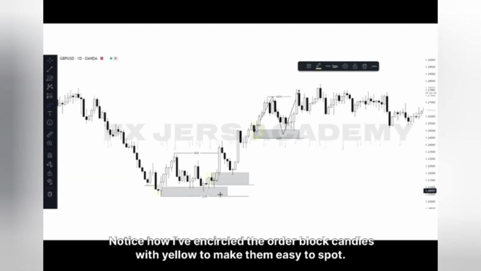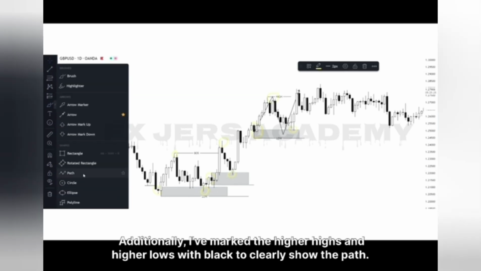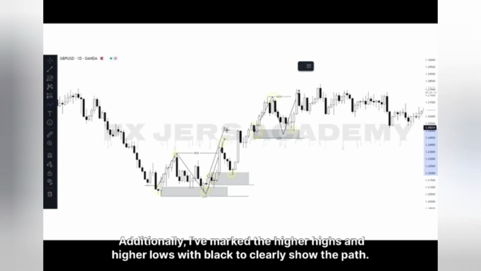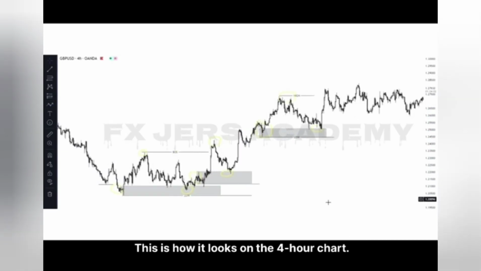Notice how I've encircled the order block candles with yellow to make them easy to spot. I've also highlighted the highs of these areas with the same color for better visibility. Additionally, I've marked the higher highs and higher lows with black to clearly show the path. This is how it looks on the 4-hour chart.